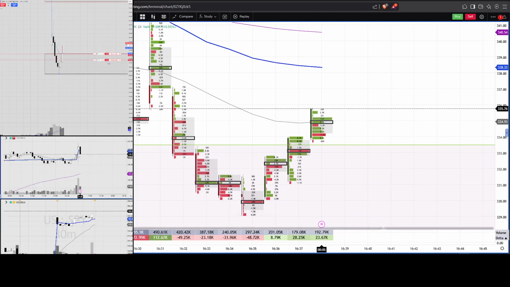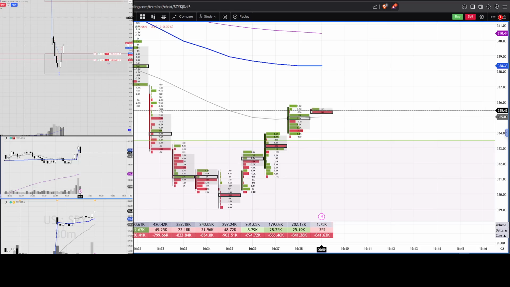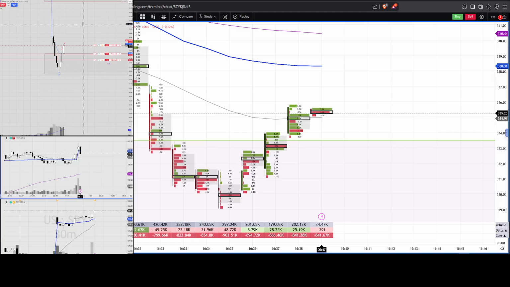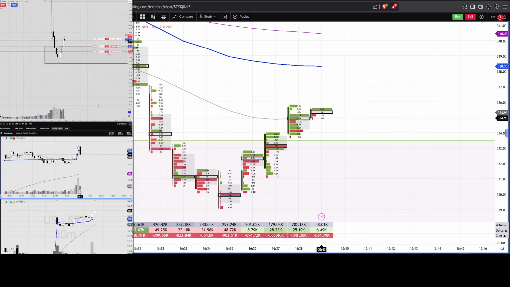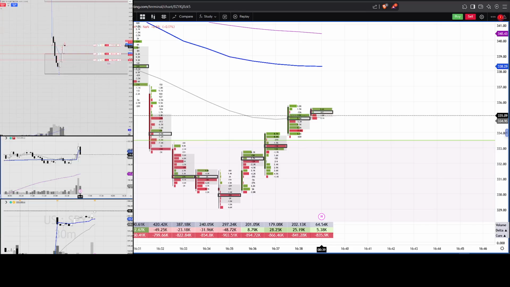I think cumulative is very red. That is it, I think. Available 691. We just wait now so that I don't get any margin calls.